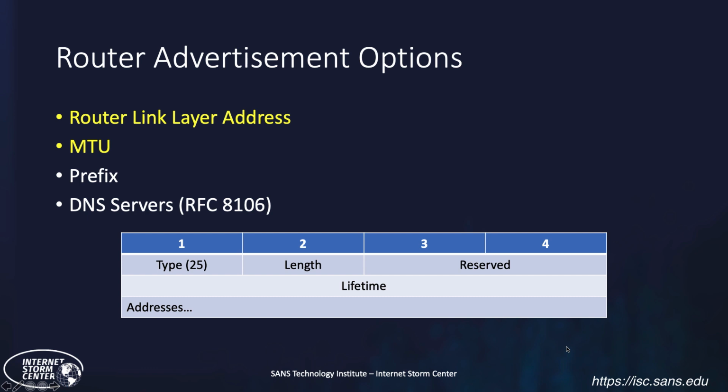Now, the options themselves, they have a fairly standard format. There's a type, there's a length, and then there's some payload, some data. Now for the DNS server option, the type is 25, then we have our length, then we have 2 reserved bytes, then we have the lifetime, for how long this information is good for, it's 4 bytes, and then we have the IP addresses of the DNS servers. Now when you see an option like this, and you know there's a vulnerability, of course the first thing to look for is the length. Lengths are usually a rich source of vulnerabilities.